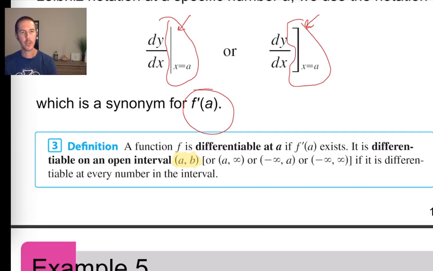So if it's differentiable on an open interval, that means that your function is differentiable at every number in that interval. So you could take your first derivative and you could plug in any number you want as long as it's between a and b.